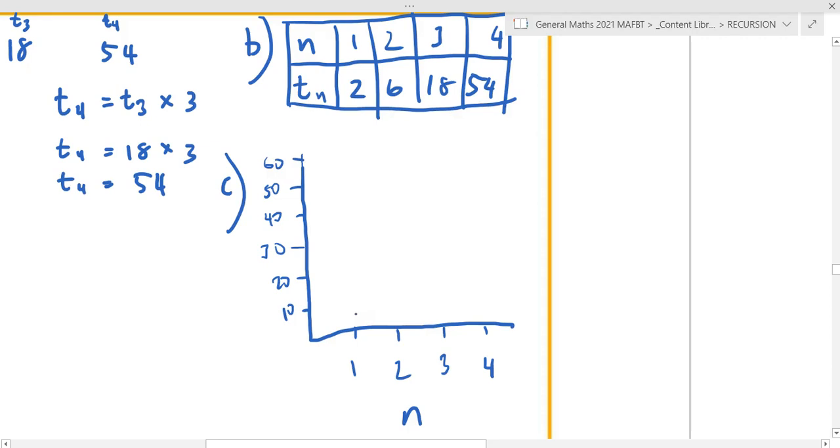First number. Like Leah said, this is going to curve because of the way that the numbers multiply. It gets bigger and bigger each time. Whereas for arithmetic, it's straight because you're just adding the same amount each time. So this is not going to be linear. So 1, 2, 2 is about here. Let me zoom in a bit.